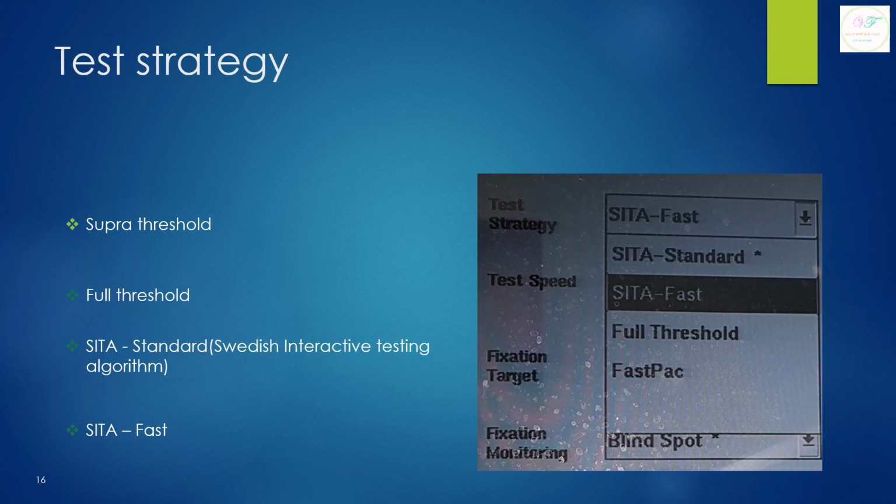Next comes the test strategy. In test strategies, there might be suprathreshold or threshold and SITA, that is Swedish Interactive Testing Algorithm. This is the most common algorithm which is used.